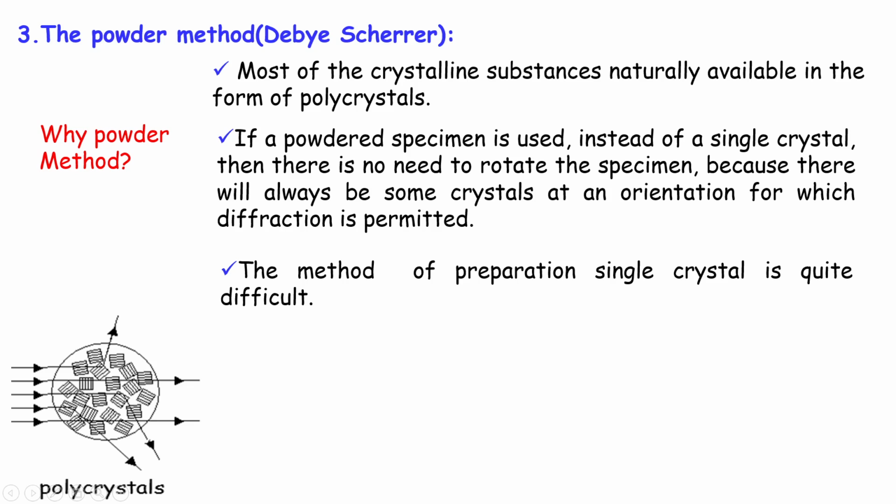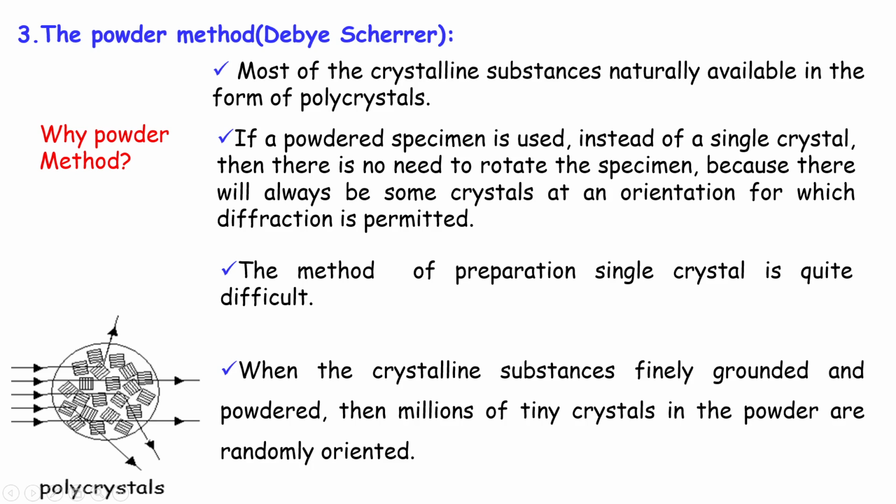The powder material consists of a huge number of tiny crystals, and they are oriented in different directions. If the crystalline substance is finely ground into powder, then millions of tiny crystals in the powder are randomly oriented. Now see here in this diagram, we can see that there are a number of crystals oriented in different directions.